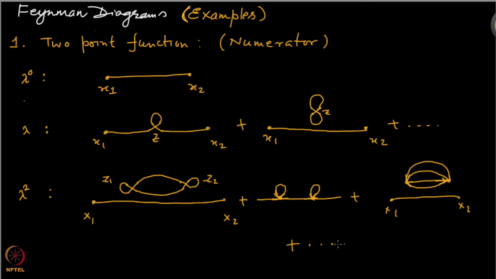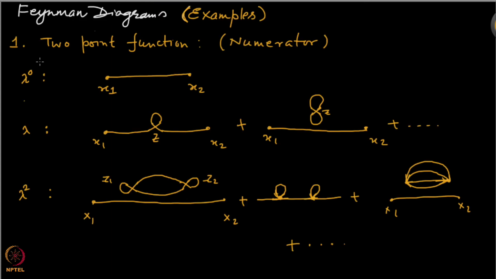So this was an example for the 2-point function. Let's look at some of these diagrams and look at their combinatoric factors. So let us look at this diagram. I think I drew it. Yeah, this is this one.